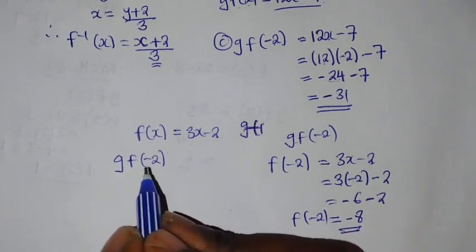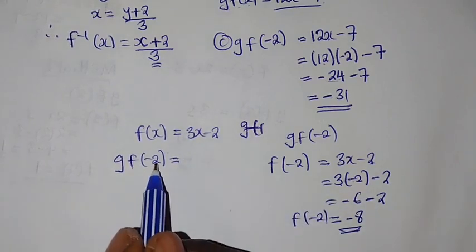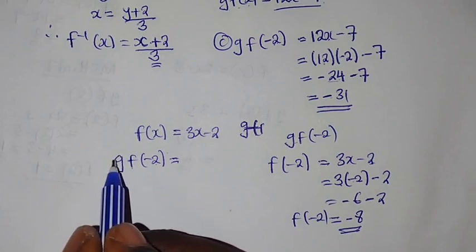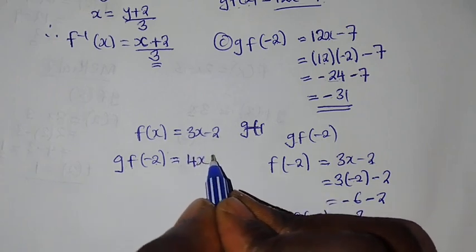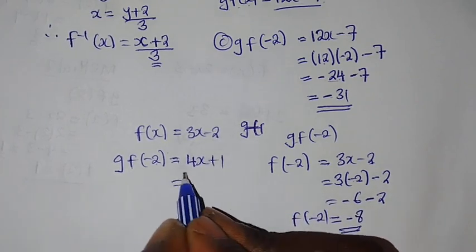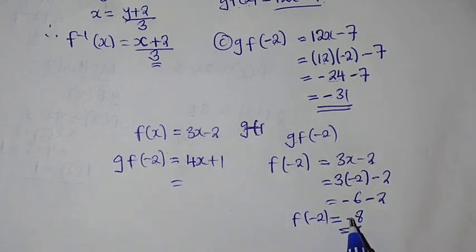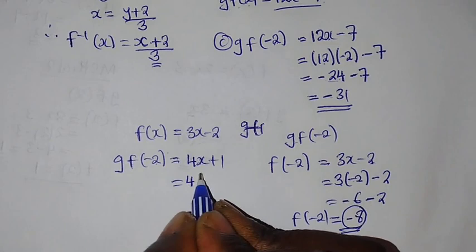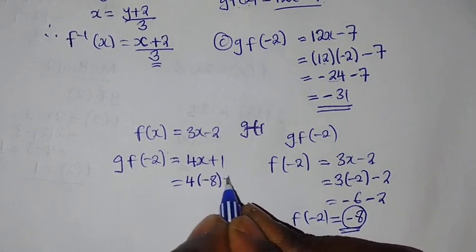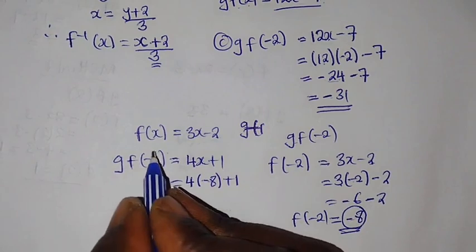After finding f of minus 2, you now need to find gf of minus 2. Remember, this is method 2 that I'm using. Since you have found f of minus 2, we are just remaining with the g function, and the g function that we have is 4x plus 1. Where we have this x, we are going to put f of minus 2, which is negative 8. So we are going to write 4, open bracket, negative 8, plus 1.